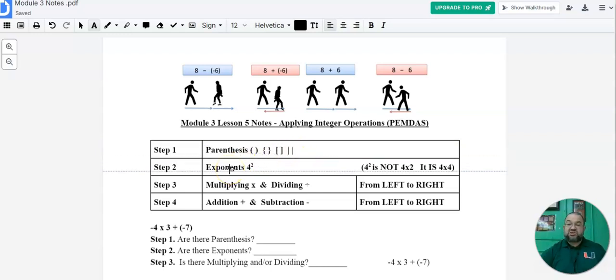Now, exponents, we're pretty familiar with here in the class because we've been drilling the idea of exponents with order of operations. For example, we push the idea here that 4 to the power of 2 is not the same as 4 times 2. In fact, let me underline that just to reiterate. It is not the same, okay? It is 4 times 4.